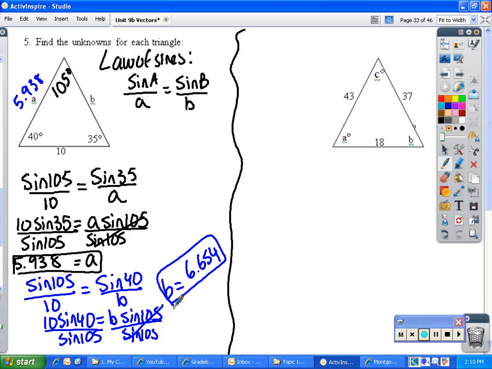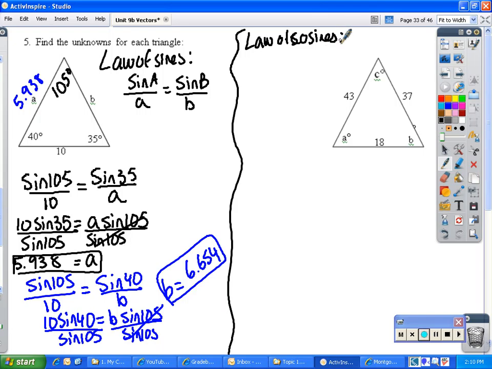Now I'm going to try the triangle on the right. So let's look at the triangle on the right. We have no angles. Okay, so we don't know it's a right triangle. And if we have no angles, that means I have no angle and side pair. We don't have any of them. A, B, and C, we definitely don't have the angle and side pair. When that happens, we have to use the law of cosines. And the law of cosines is our last resort.